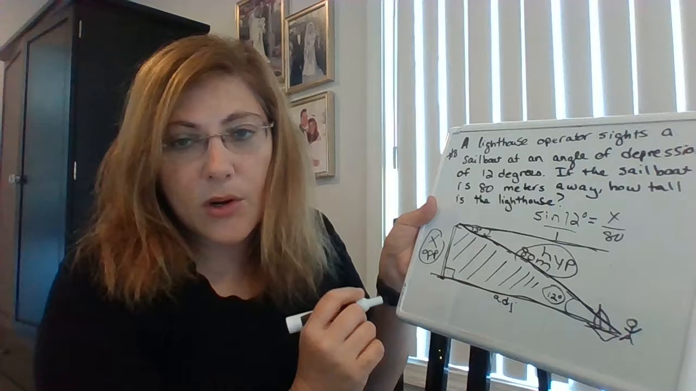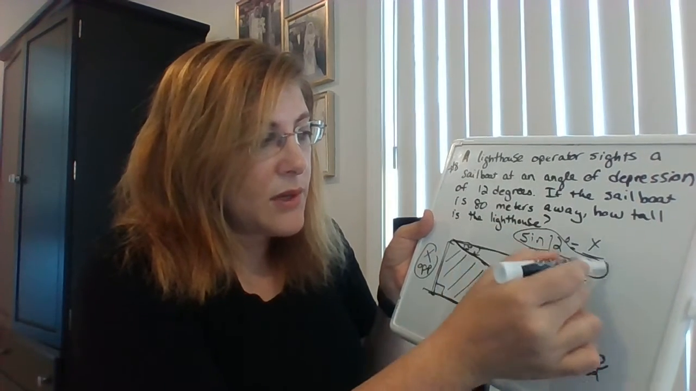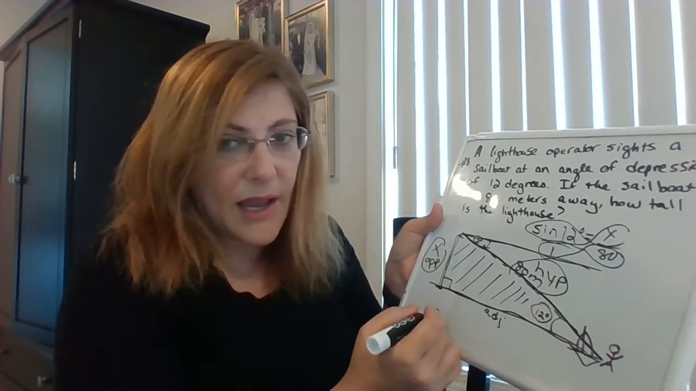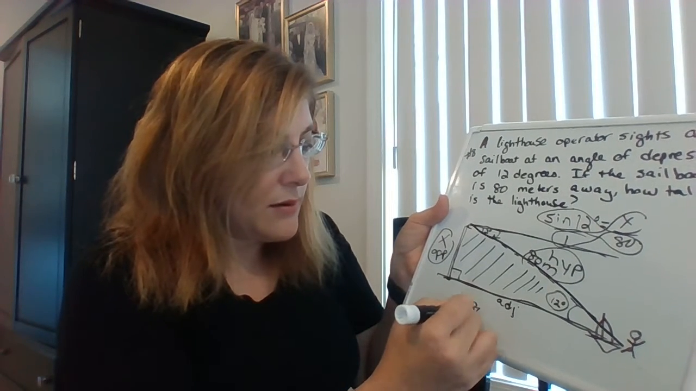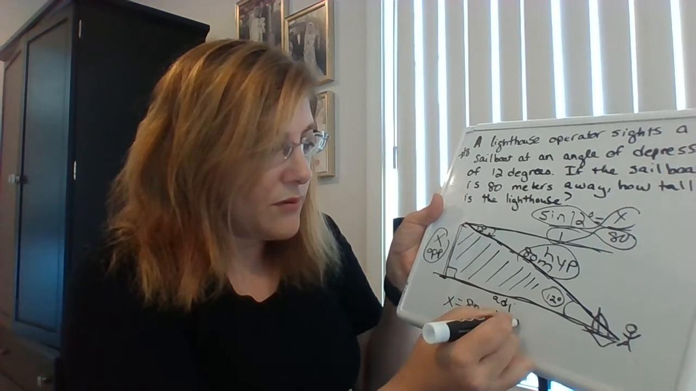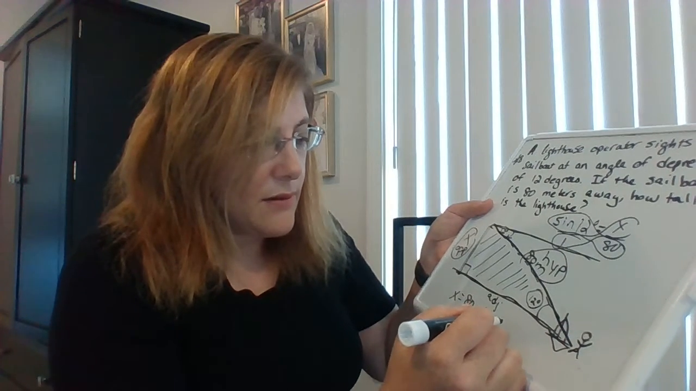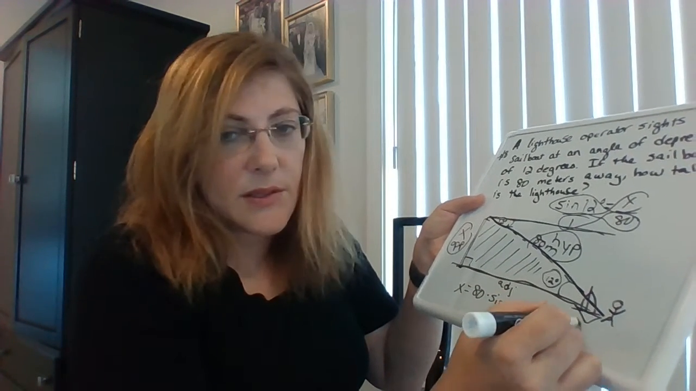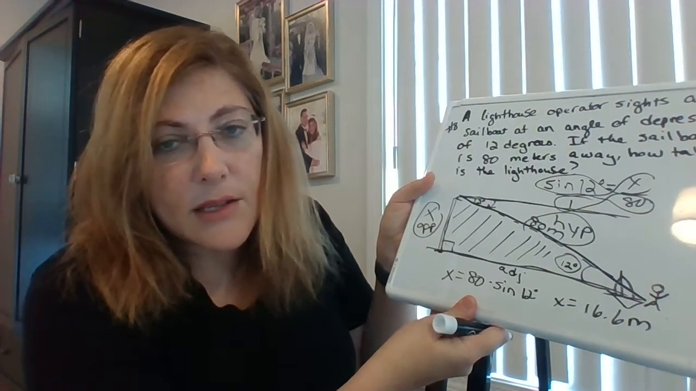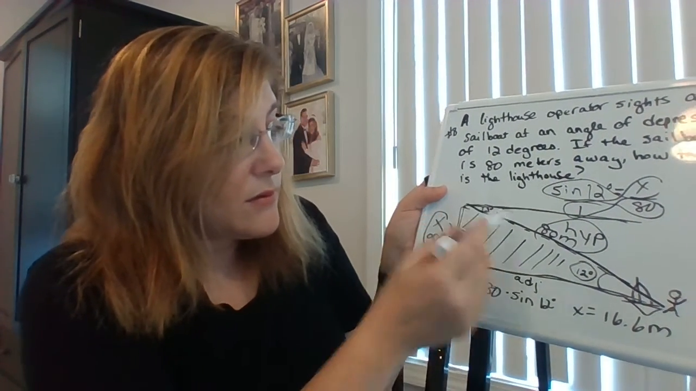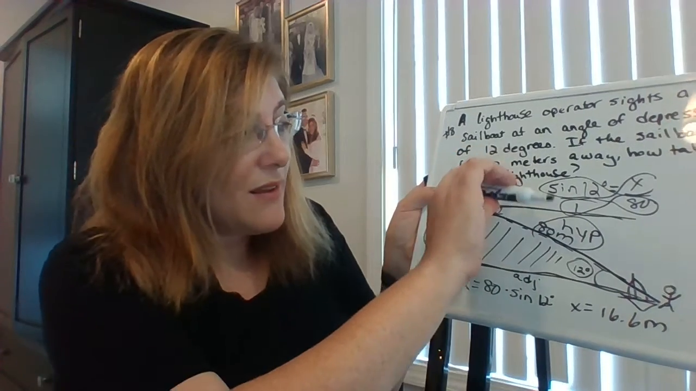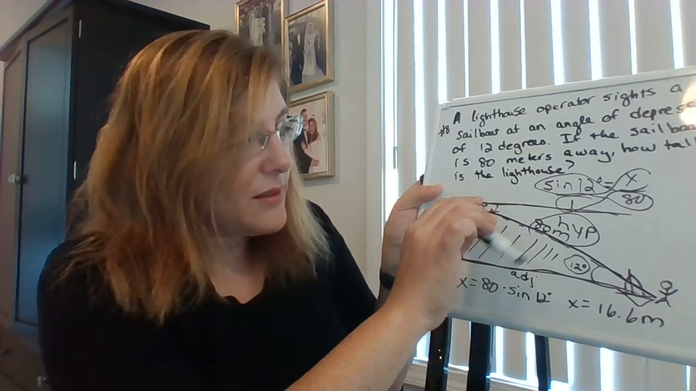We put this over 1, and we cross multiply. So what we get is x equals 80 times sine of 12 degrees. Let's see what that is. 80 times sine of 12, 16.6. So we have 16.6 meters.